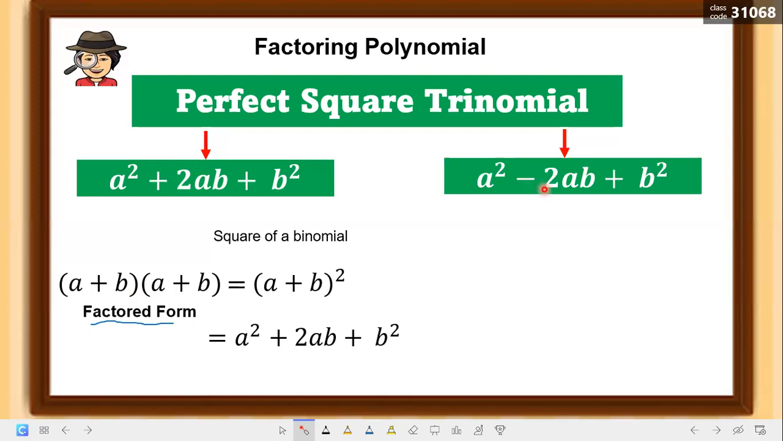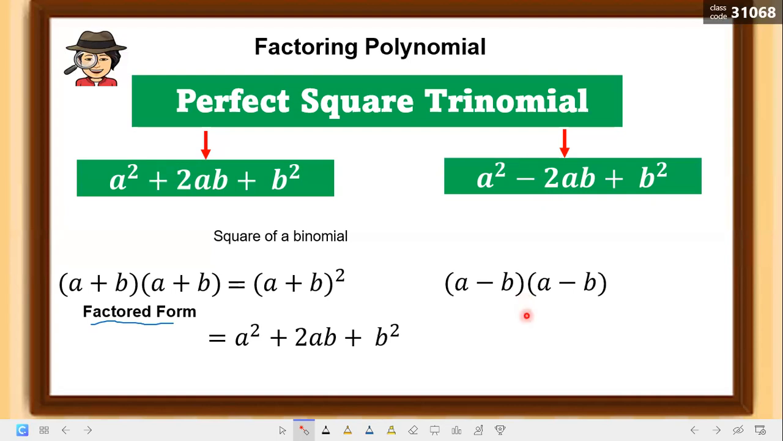A minus b tsaka a plus b po ba? Ang tawag doon, difference of two square. Paano kung minus siya dito? Yes. Can you, Johan? A minus B po and A minus B din po. Yes, very good. Okay? Kaya be careful na kailangan makita nyo yung pattern.